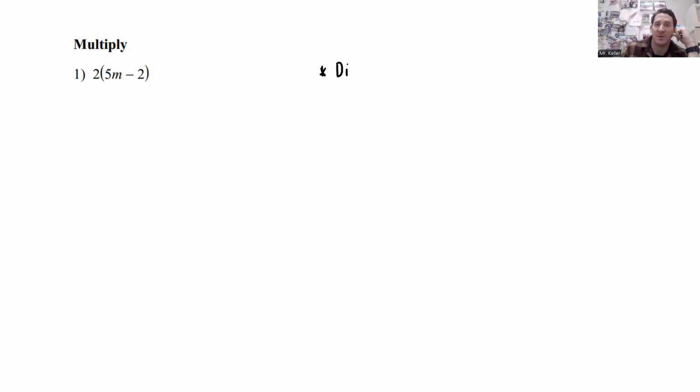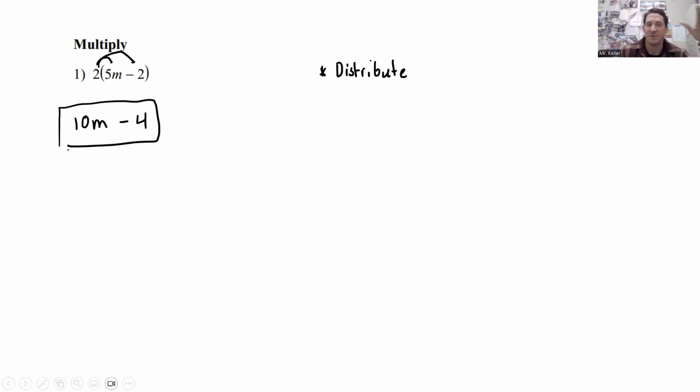All you need to do is distribute. And if you remember, that's all we're really doing. It's going to be pretty simple. So when we distribute, 2 times 5n is 10n. 2 times minus 2, that's going to be minus 4. And that is it. We're done. Just distribute. So when you have one number on the outside, just going to distribute.